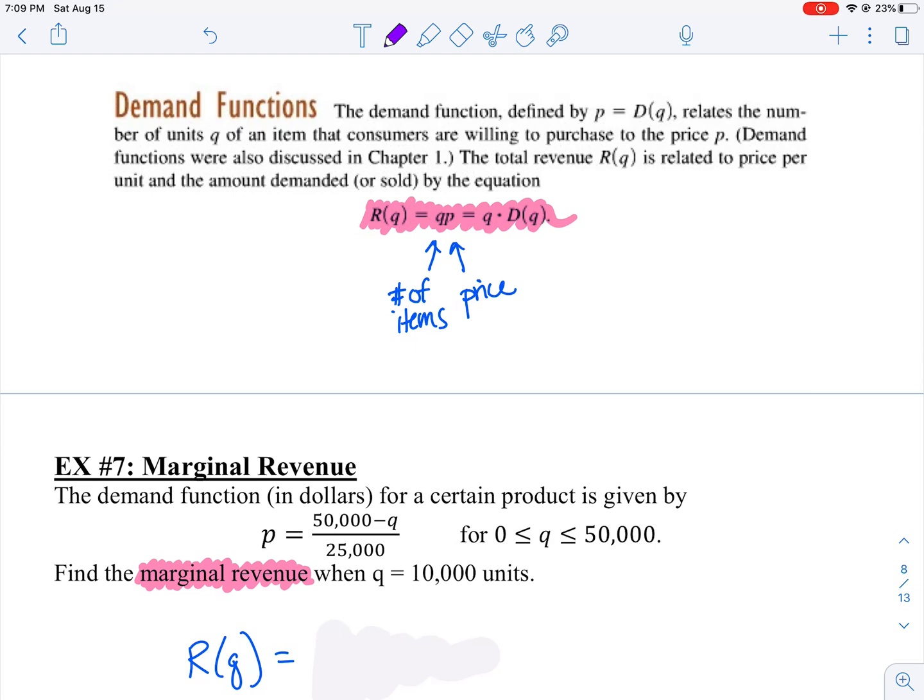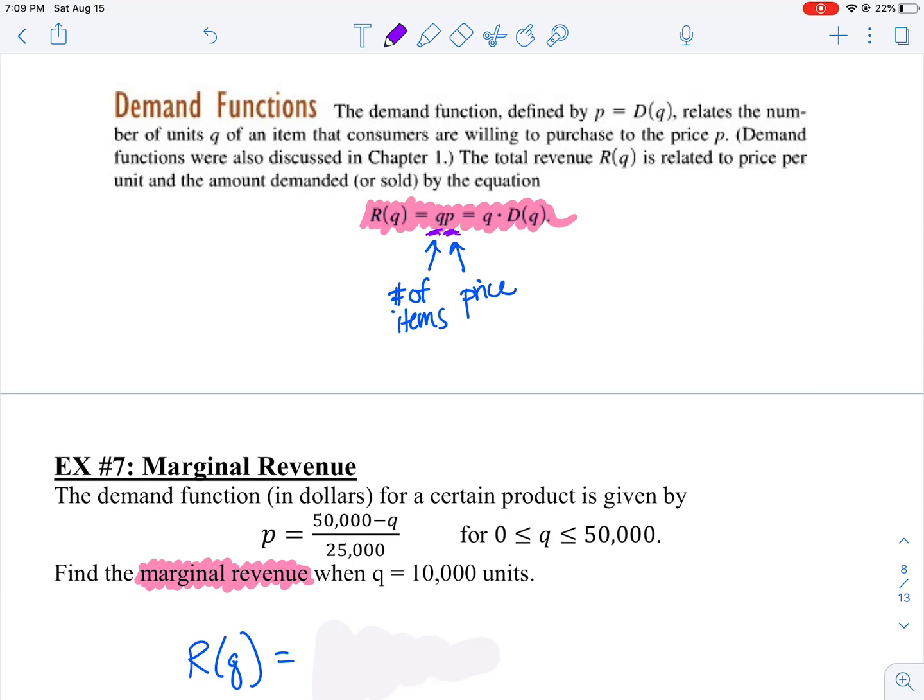If you remember, total revenue is related to the price per unit and the amount demanded, or the amount sold. So we can figure out the revenue by figuring out the number of items, we call that Q, like the quantity, times the price. Our revenue is going to depend on how many of those things we sell and for how much we sell them. That's how much our revenue is, how much we bring in.